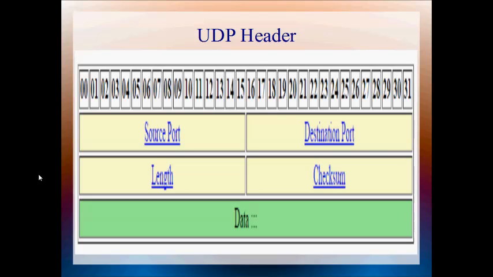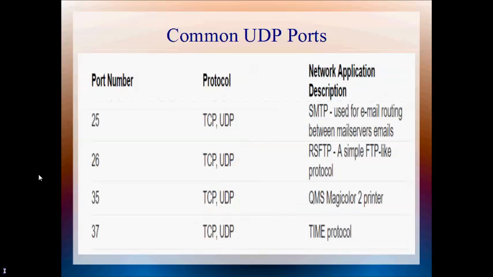The next slide will show the common UDP ports. You will notice on the table that all of the ports utilize both TCP and UDP. This makes the application quite robust. If TCP cannot be used, then UDP will take its place to process data.